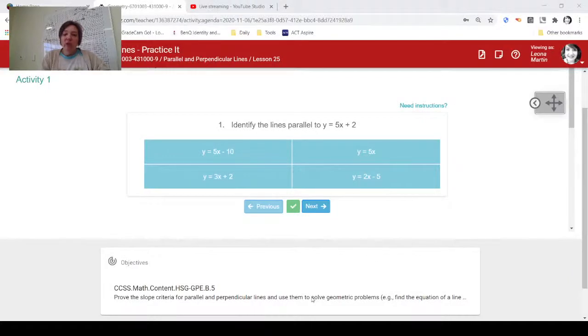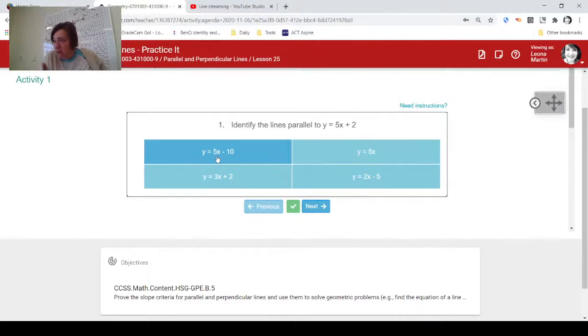Okay, so if we're looking at this right here, it says identify lines that are parallel to y equals 5x plus 2. Which of these lines are going to be parallel to y equals 5x plus 2? This one says y equals 5x minus 10. Yes or no? All right, let's back up. What is the slope of y equals 5x plus 2? 5. Not the x part, just the 5. What is the slope of this line right here? So guess what? They are parallel, right?